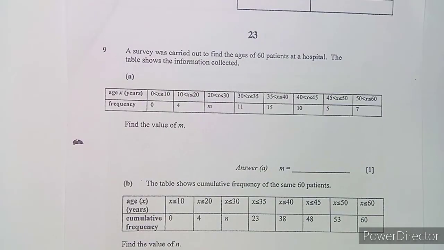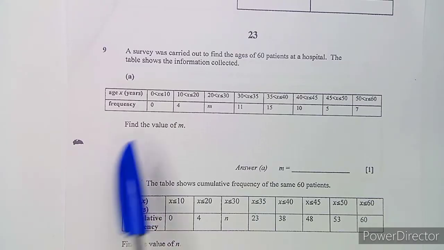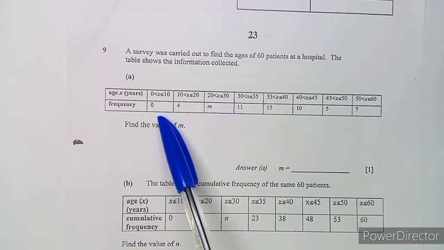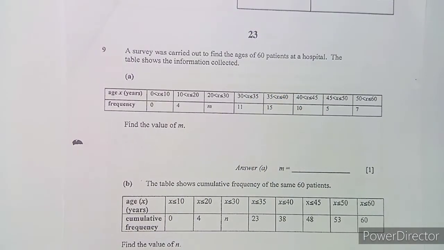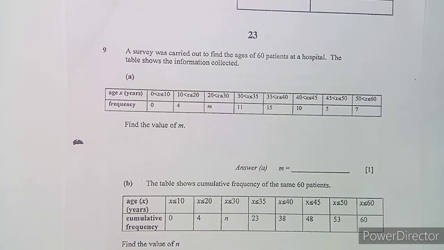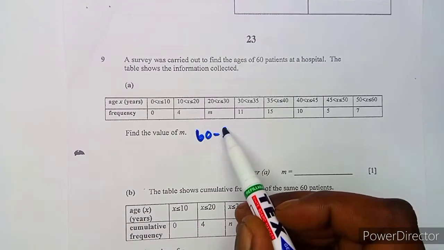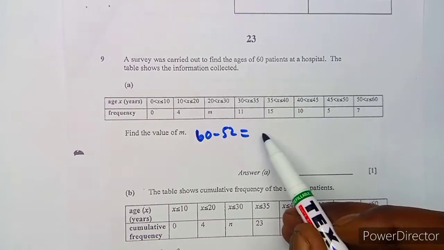Everything is direct, guys. Okay, anyway, on number 9 we are given a survey which was carried out to find the ages of 60 patients at a hospital. We are given the table, and these are 60 patients. Find the value of m. As you can see, guys, these are frequencies. So to find the value of m, we simply have to add everything and subtract from 60. If we add everything, we obtain 52, and 60 minus 52 is 8. So that's your m here.